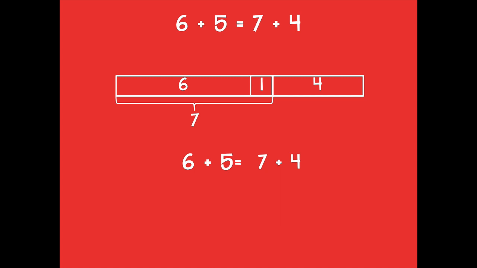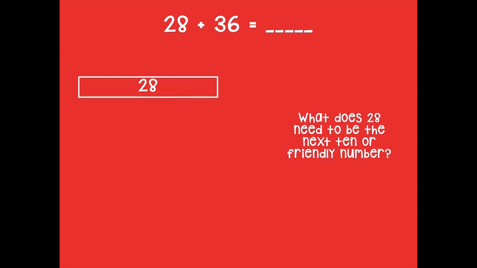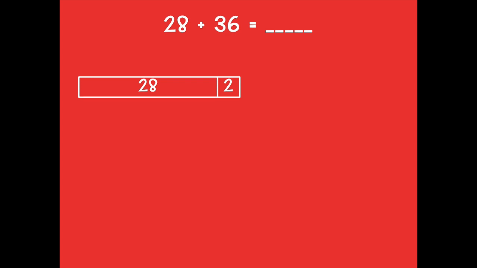That's pretty cool. All right, let's look at a bigger number. So we have 28 plus 36. So here's my 28. What does 28 need to be for the next 10 or friendly number? What do I have to add to that to get to that next 10 or friendly number? 2, right? Because 28, I want to get to 30. That's the next friendly number. So 28, 29, 30. Okay. Well, now I'm going to write 34 over here. Why do you think I wrote 34 instead of 36? Because my problem is 28 plus 36.